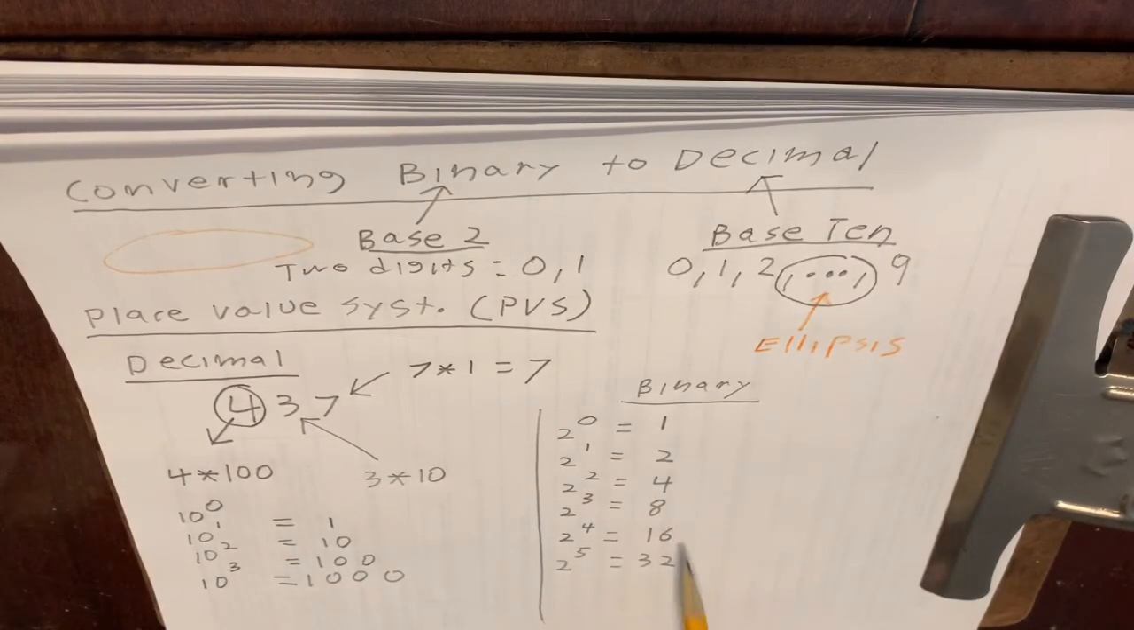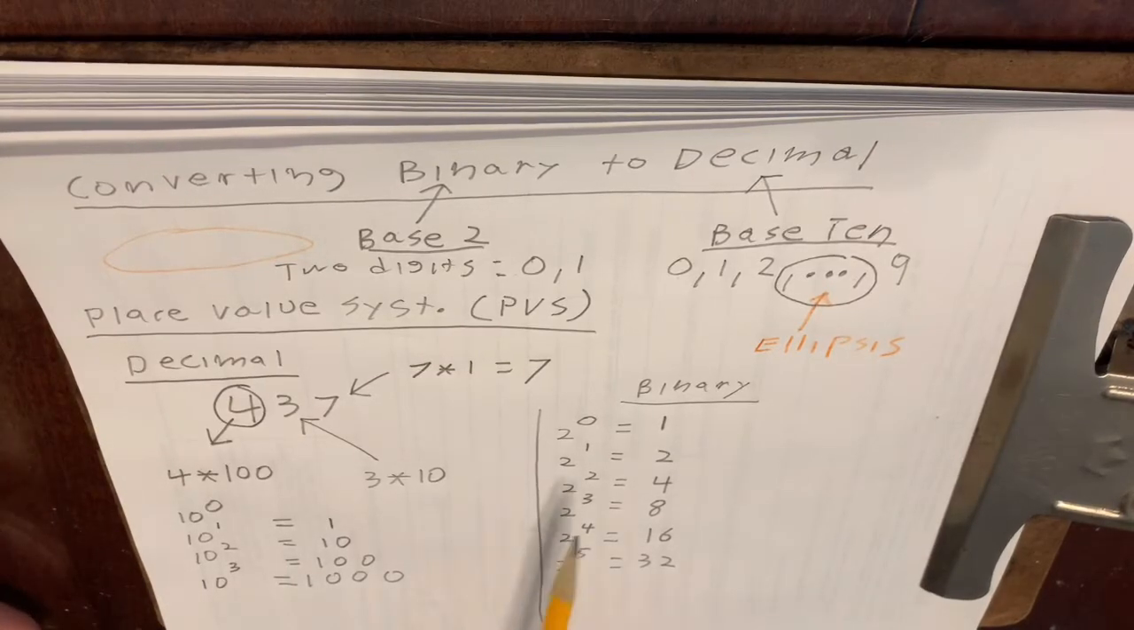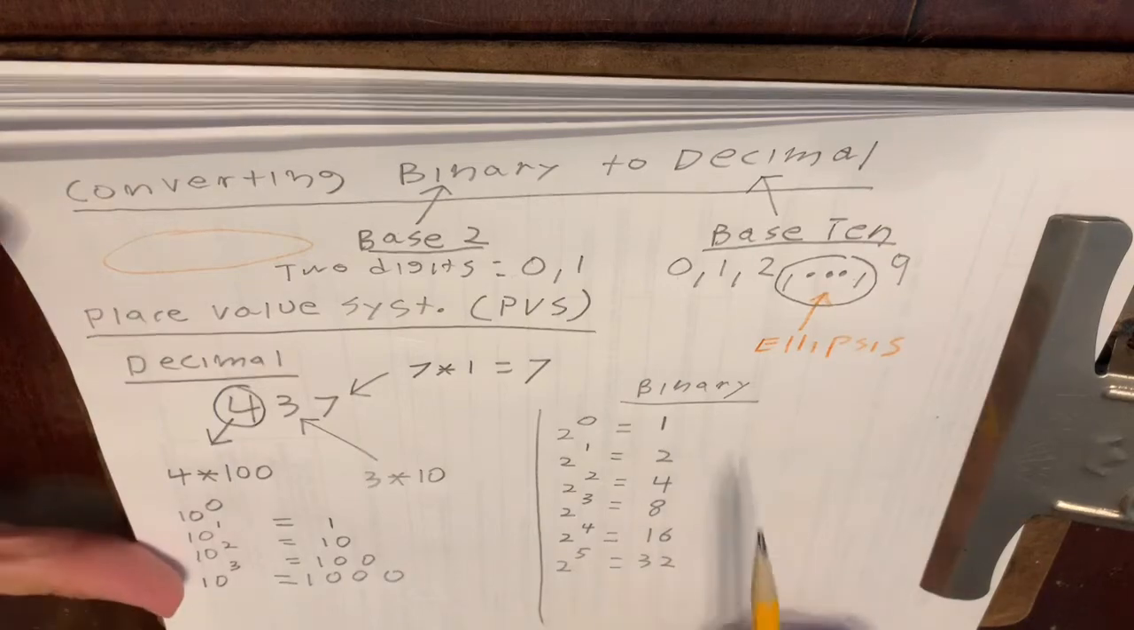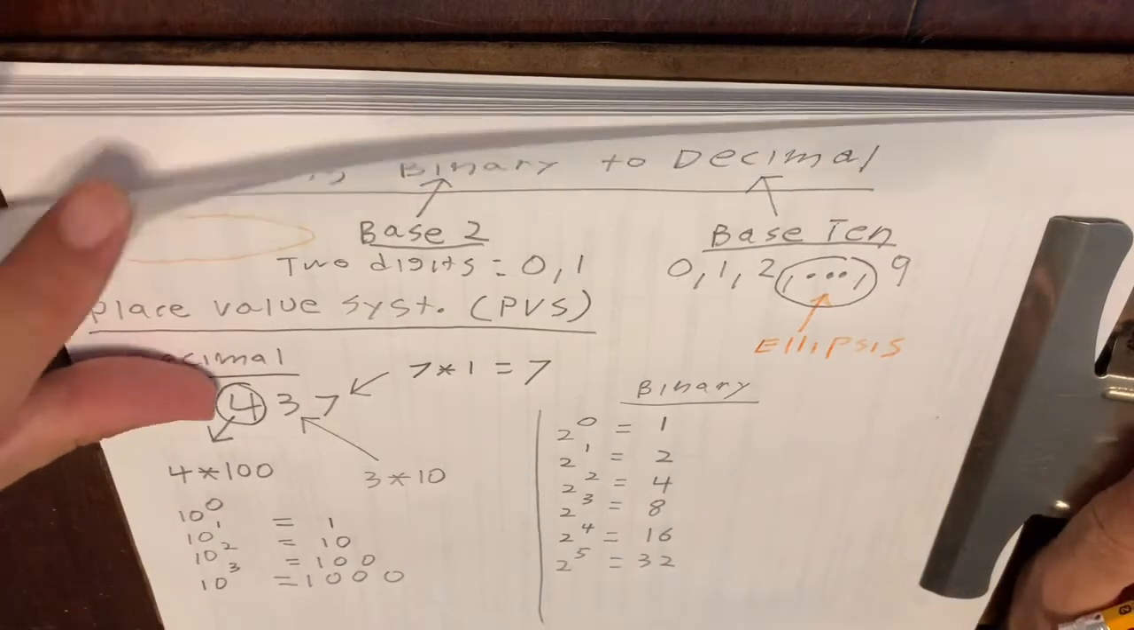1, 2, 4, 8, 16, 32, 64, 128, 256, 512, 1024, 2048. It's about as far as I can go in my head. But that is the integer powers of 2. So the binary place value system is now based on these powers, 1, 2, 4, 8, 16, 32, 64. So let's do an actual example.